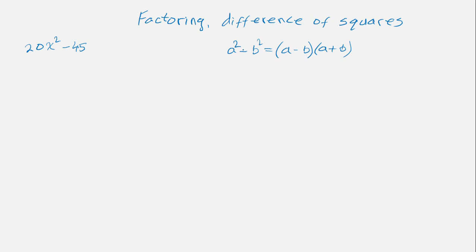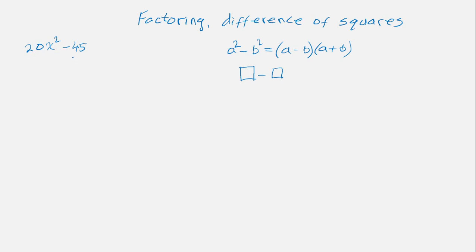And this really is difference of squares. One square minus another square. So it's actually this square minus some other square. Okay, now whenever we factor, we always need to do one thing first, which is find the greatest common factor, if there is any. So let's do that.